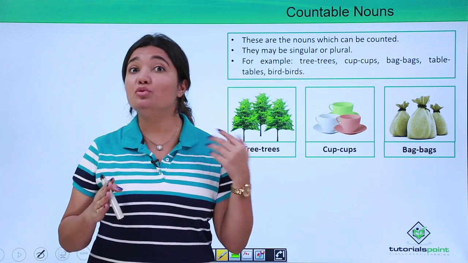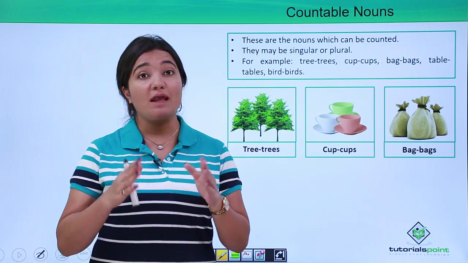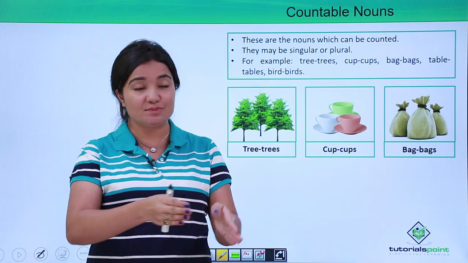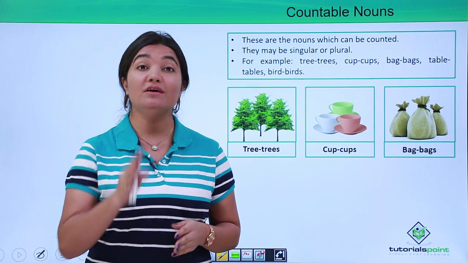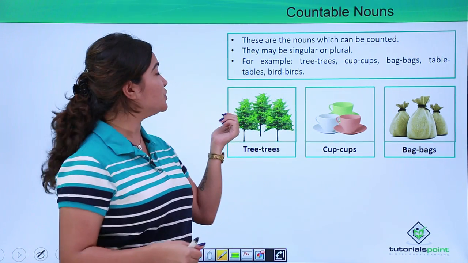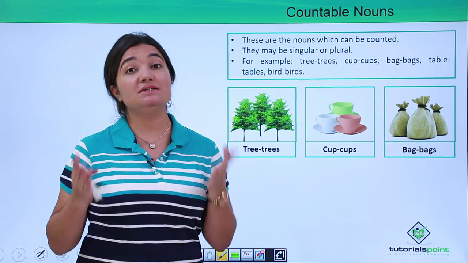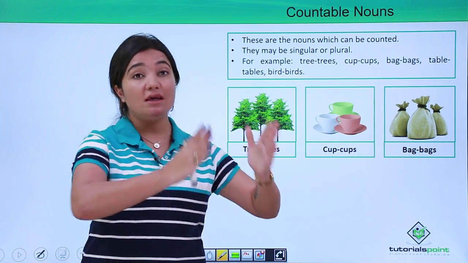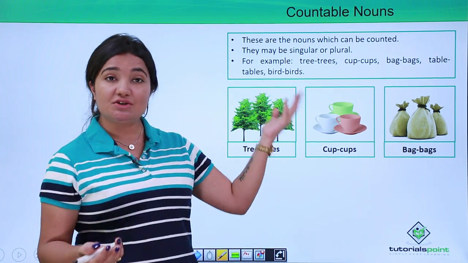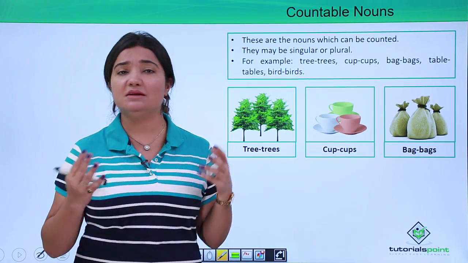Don't we have their plural forms as well, right? Because we have their plural forms, and because we can actually count and put them in singular and plural terms, they come in the category of countable nouns. So here, these are the nouns which can be counted. They may be singular or plural. Obviously, because something can be counted, its singular and plural form both will be available. For example, trees, bags, tables, birds, all of these things can be counted, right?